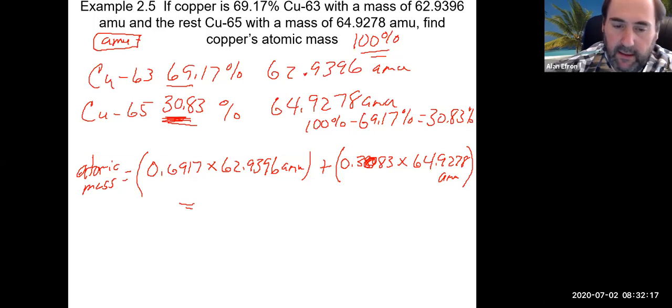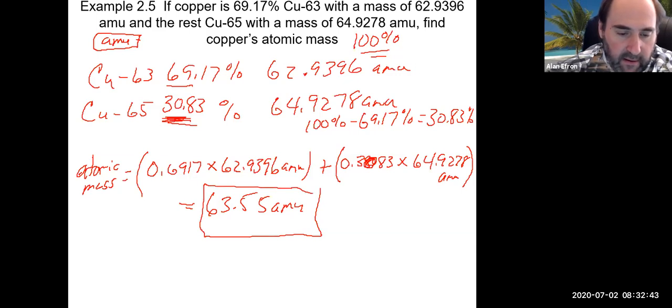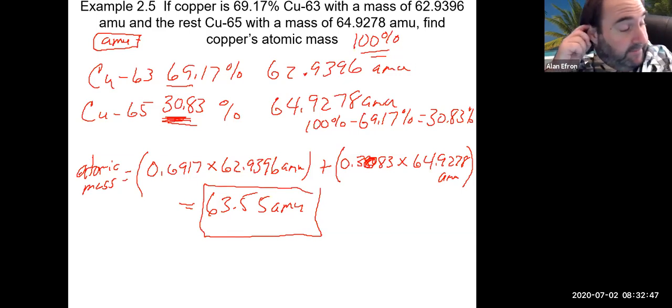And if we do all that, 0.6917 times 62.9396 plus 0.3083 times 64.9278 is going to give us 63.55 as the atomic mass for copper. I always want to say carbon on that one. I don't know why. For copper.